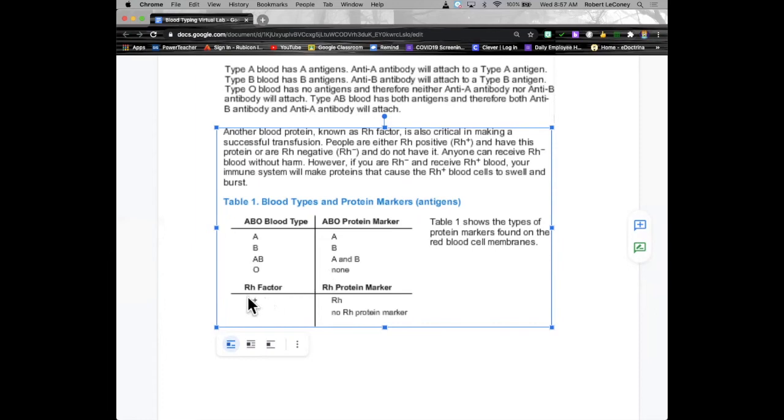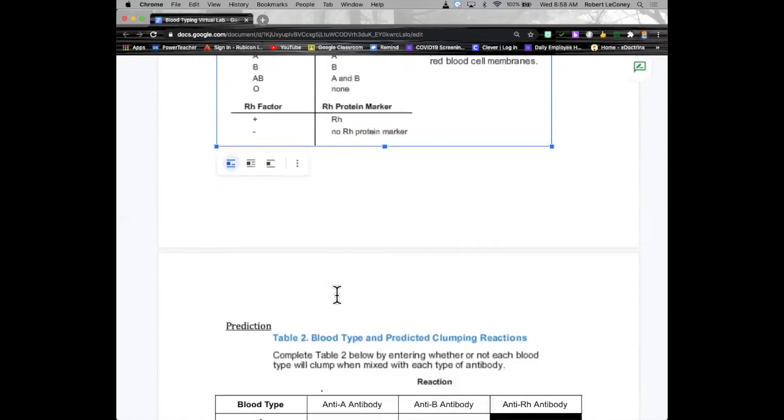If you are Rh positive, it means you do have the Rh antigen. If you are Rh negative, it means you do not have the Rh antigen. So if you are O positive, that means you do not have A or B, but you do have Rh. If you are O negative, it means you don't have any antigens. AB positive would have all of the antigens.